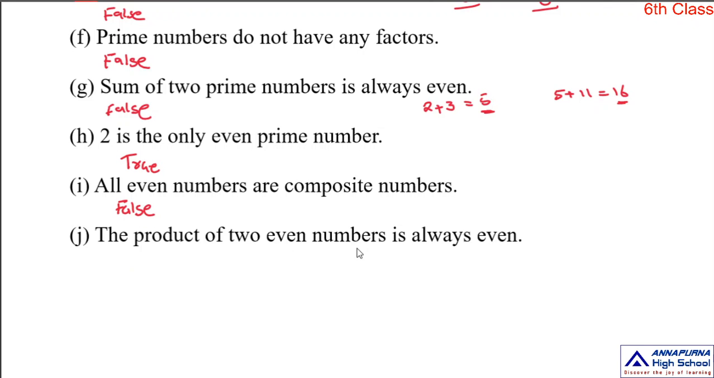The product of two even numbers is always an even number. Yes, the statement is true. We check with examples. 2 is an even number, 4 is an even number. 2 fours are 8. 8 is an even number. 4 and 6: 4 sixes are 24. 24 is also an even number. That's why the statement is true.